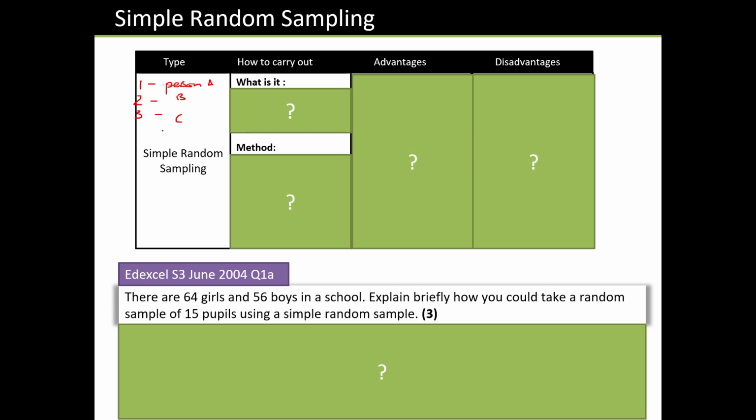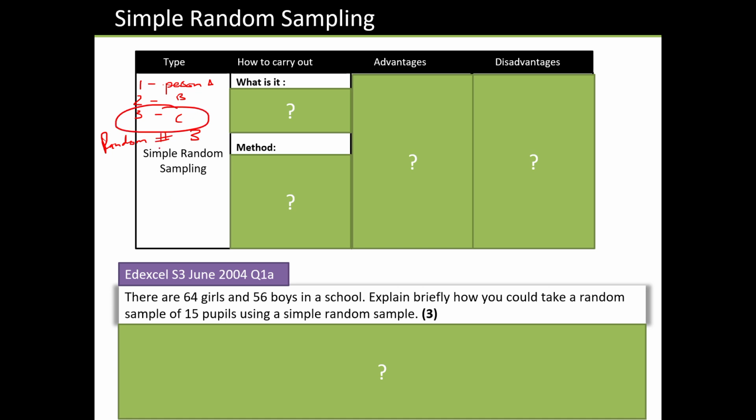And then it might be using some sort of random number generator. So we can use some random number, and you can do this on a calculator, or you can use the random numbers in the formula booklet. This is sometimes called doing a lottery. Okay, so we're going to do this, and we're going to pick the people who the number corresponds to. So if it's 3, we're going to pick this person here.